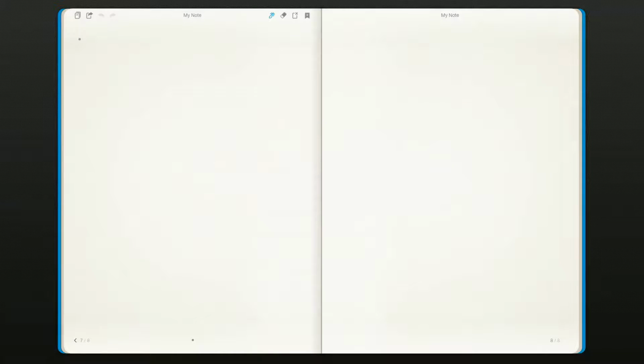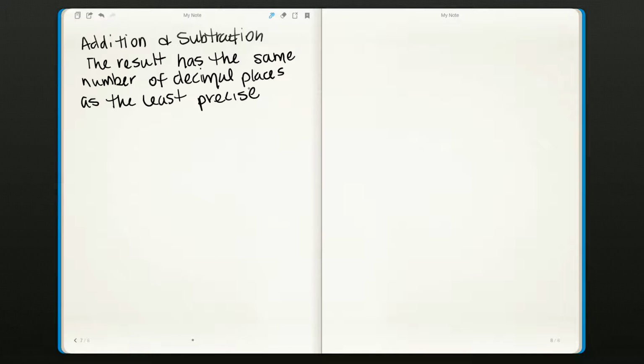Okay? Now next, this is the rule for addition and subtraction. So keep in mind that the rules that I'm telling you go for both addition and subtraction for the addition and subtraction rules, and multiplication and division for the multiplication and division rules. So the rule for addition and subtraction is that the result has the same number of decimal places as the least precise measurement used in the calculation.